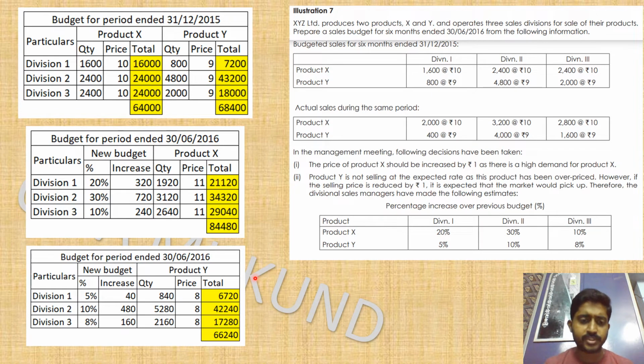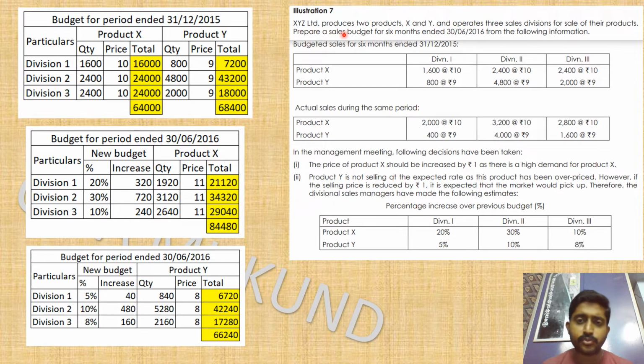I have selected a few questions which are a little bit rare, and for most of the problems I am solving, I am asking you to solve very similar problems, and you can drop your comments if you have any doubts on that. So let us go to today's problem, which is illustration number 7 as per your PDF study material.